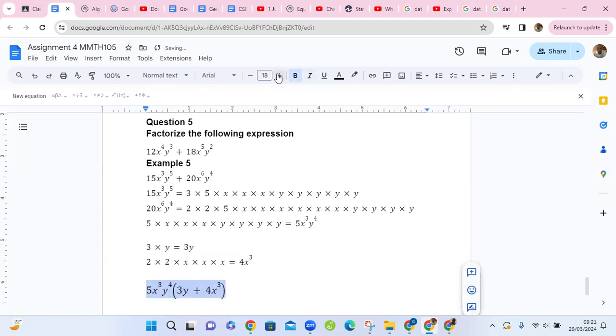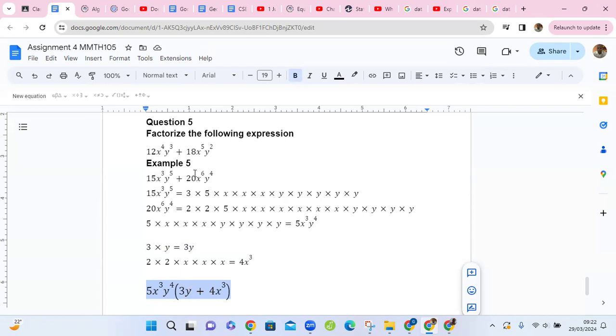And just to summarize this: between 15 and 20, 5 is the highest common factor. 15 divided by 5 is 3. 20 divided by 5 is 4. Between x cubed y to the 5 and x cubed y to the 4, what is the highest common factor? x cubed y to the 4. When it was divided out, the x cubed cancels out, and we are left with 5 minus 4, 1, for the y to the 1.